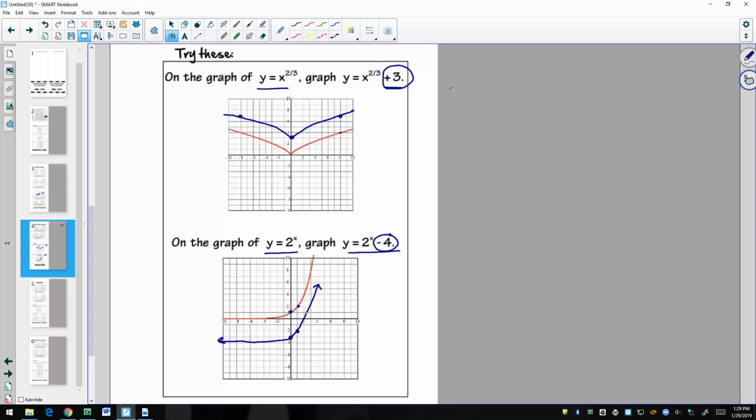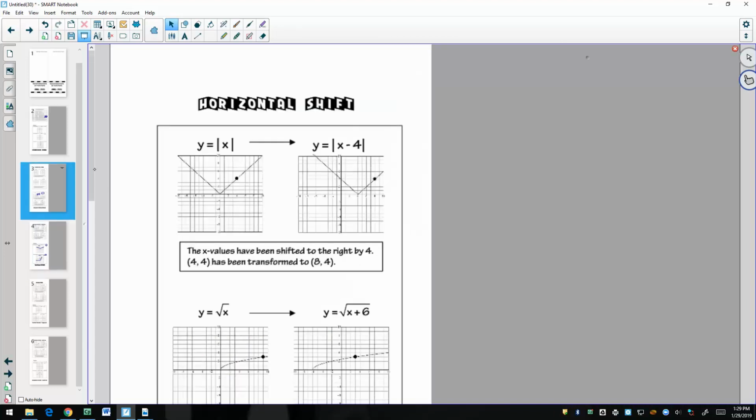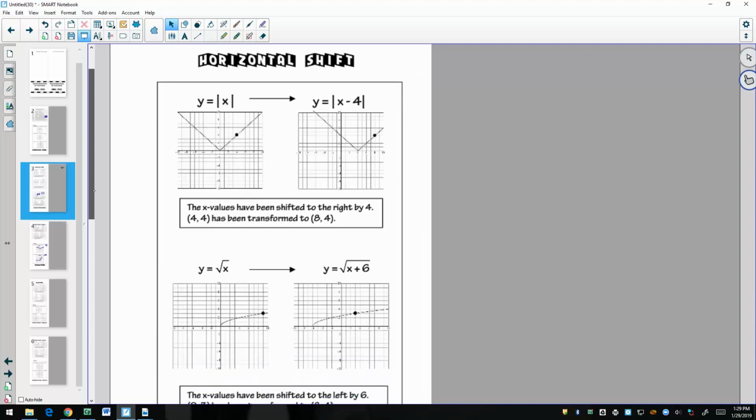Okay, the next one we're going to go to now is horizontal shift. This is the one that's weird. This is the one that's like the opposite of what you would think. So you should be looking at the page that looks like this. It is the very last tab.